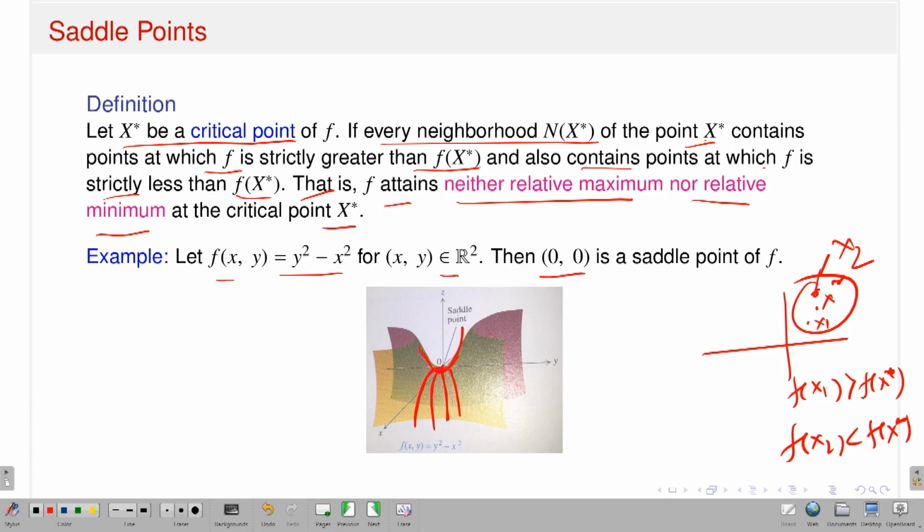Okay. As I already explained, whatever neighborhood I take, any neighborhood, I will have one point where my value increases. There exists a point where the value of the function is greater than the value at the point 0 0, and another point where the functional value is less than the value at this point. Therefore, neither relative maxima nor relative minima exist, and this point is called a saddle point. Okay. I tried to explain this pictorially here. I think I should stop here.